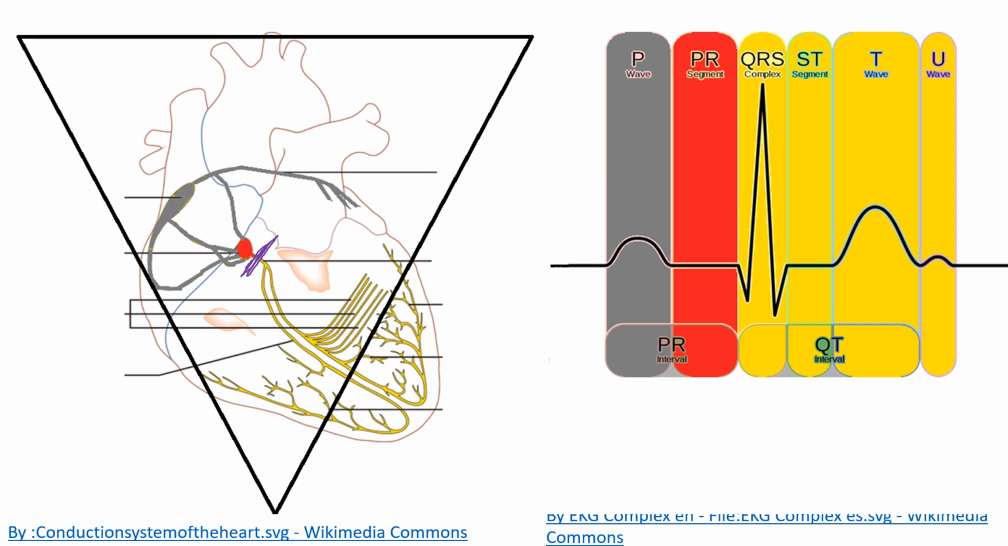And so this might be beating regular like clockwork. 1, 2, 3, 1, 2, 3, 1, 2, 3, 1, 2, 3, right? But this never makes it down into the ventricles. So that P wave never generates a QRS. Now, today is not a good day to die, right? It never is.